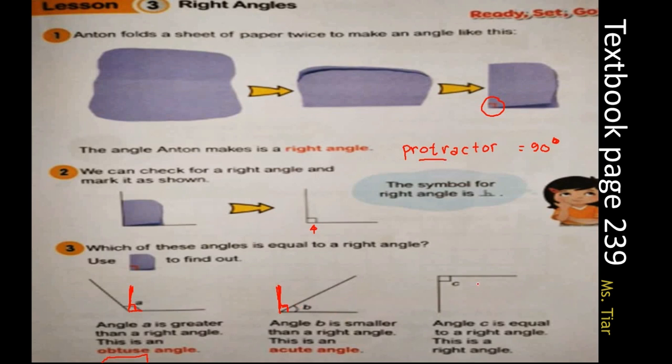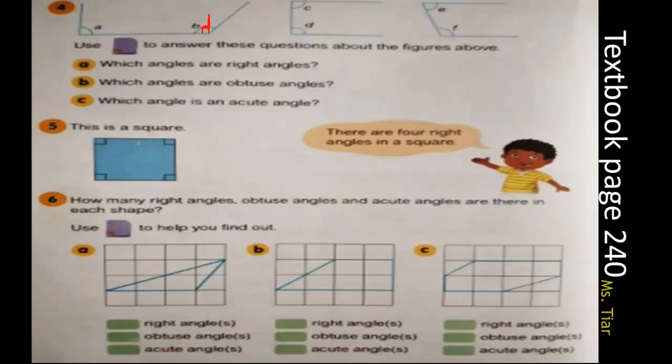And then we go to question C over here. If we check, whoa, this is another side of a right angle, right? We just put it upside down, so this is equal to a right angle. So we call this a right angle. Next, question number 5. This is a square. There are 4 right angles here. We have 1, 2, 3, 4. Because there are 4 right angles here.